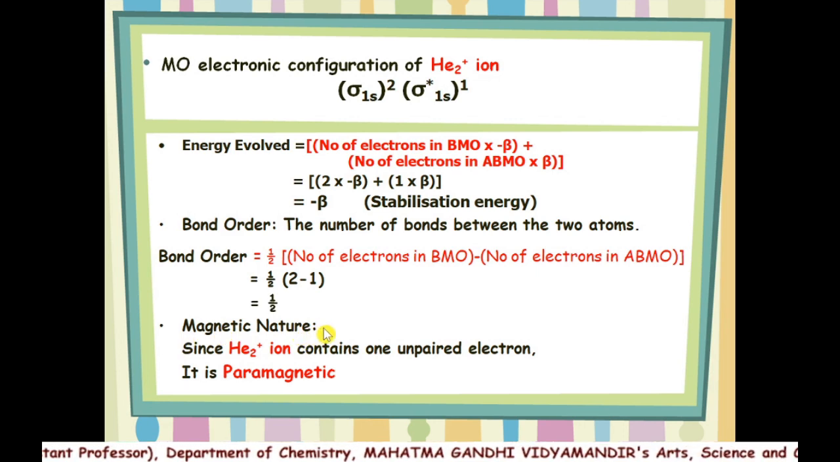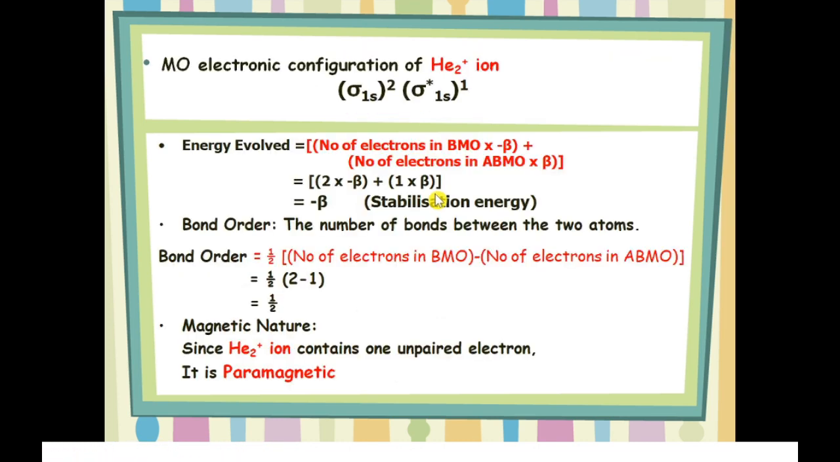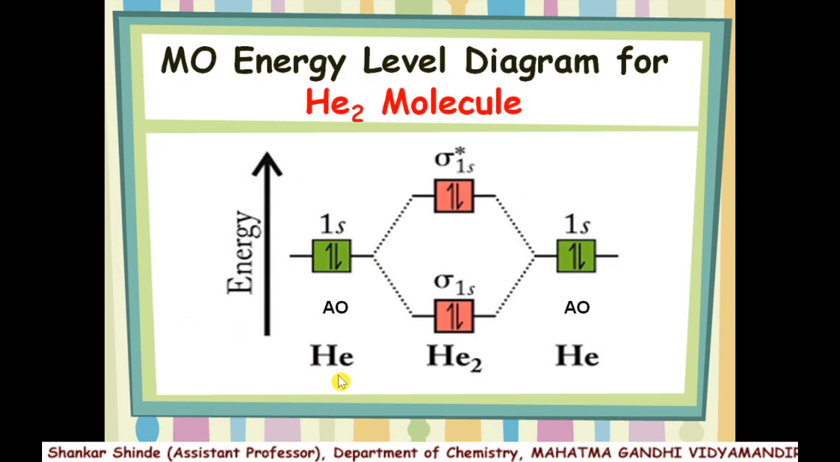Magnetic nature of He2 plus molecule. Let us see the diagram one more time. There is the presence of one unpaired electron in this molecular orbital diagram. It indicates that the He2 plus ion is paramagnetic in nature. Since the He2 plus ion contains one unpaired electron, it is paramagnetic in nature.